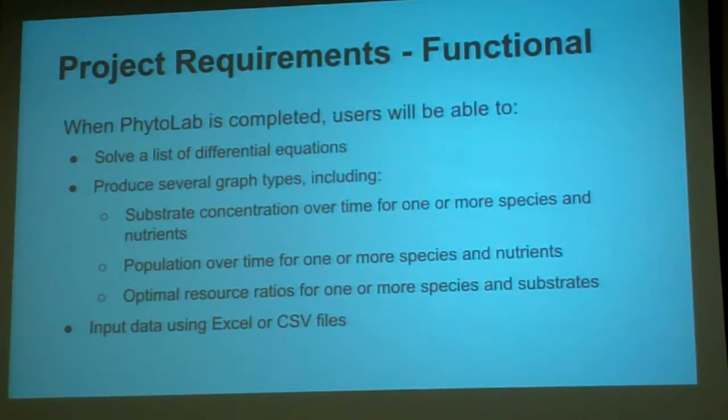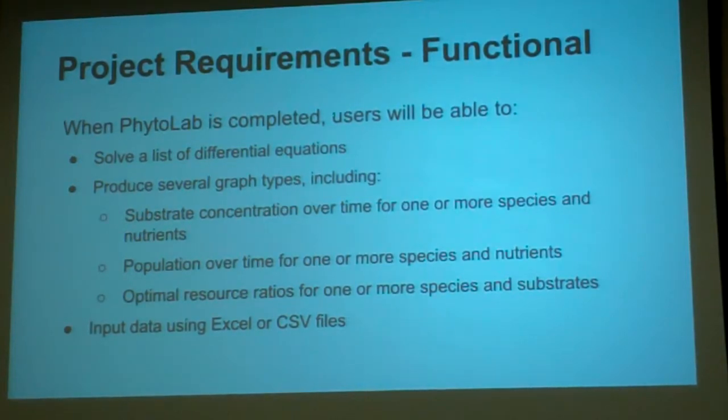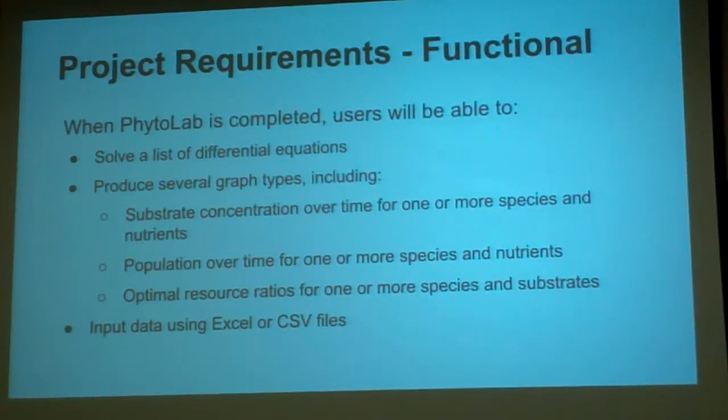All right, so the functional requirements that our project includes: it's going to be able to solve a vast number of differential equations and plot graphs for all of those. It's going to be able to plot the substrate concentration for various species as well as various nutrients. It's going to be able to plot the population over time for those species, and it will also be able to plot the optimal resource ratio for the species and the nutrients. It will also be able to accept input from Excel and CSV.